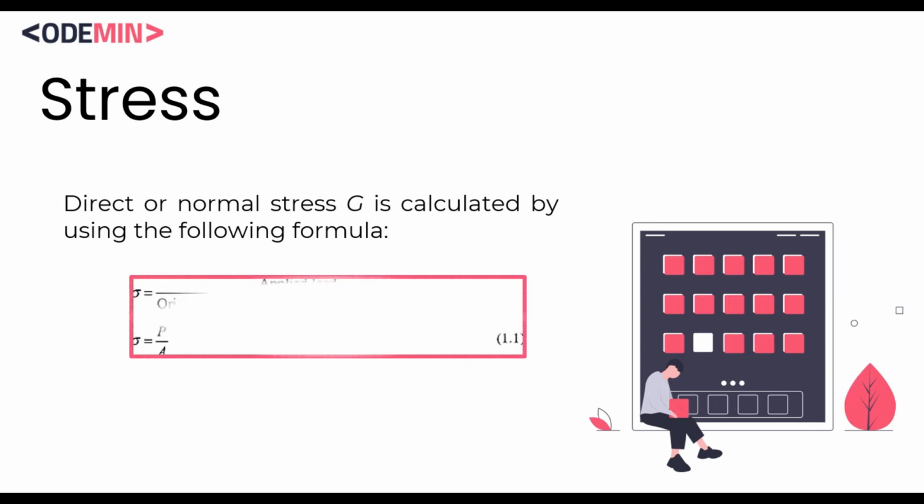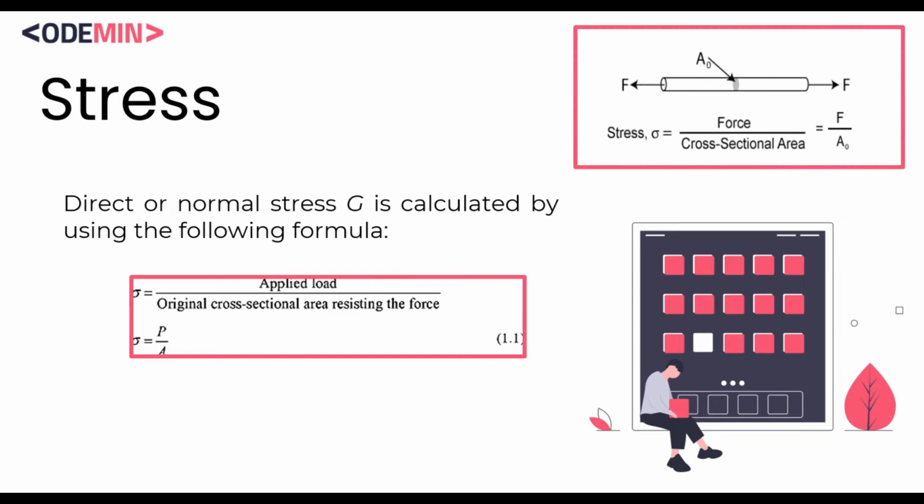Generally, stress is calculated by using the following formula, where, as I already said, sigma is nothing but stress. Therefore, sigma is equal to applied load by original cross-sectional area resisting the force. Therefore, we can say sigma is equal to F by A, where the resisting force is equal to the applied load. Therefore, F is equal to P. Now, include F is equal to P in the following equation. Therefore, sigma is equal to P by A. See, sigma is equal to force by cross-sectional area, that is nothing but F by A, that is nothing but sigma is equal to P by A.